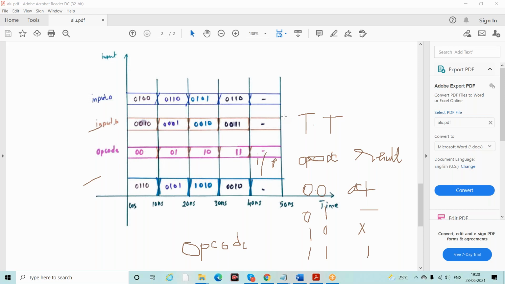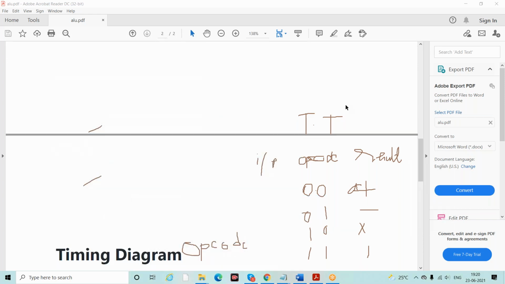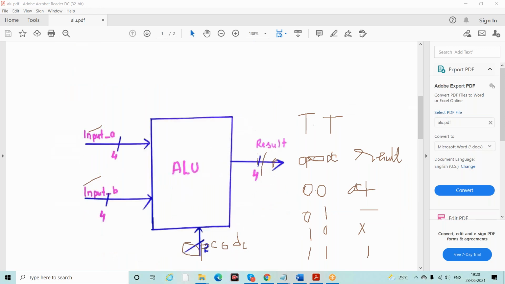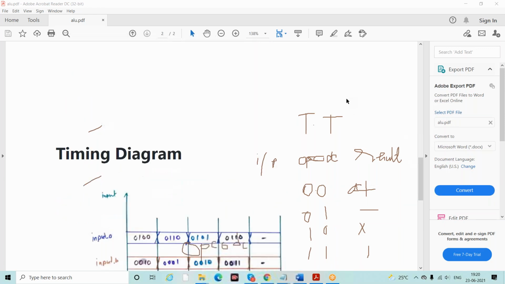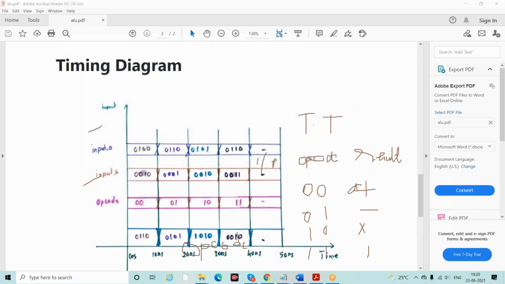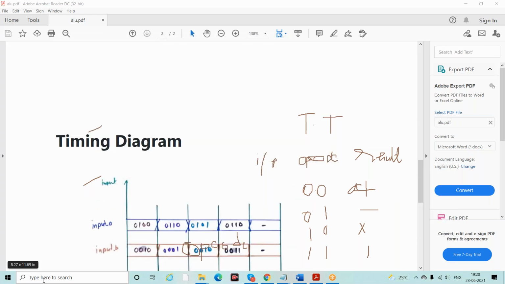Okay. So now I hope that in this session you understand the definition of ALU, the block diagram, and the timing diagram. Timing diagram means, like for one simple AND gate, the diagram. Similarly, here also we implemented it. Okay, fine. I hope you understand up to this. We can start coding now.